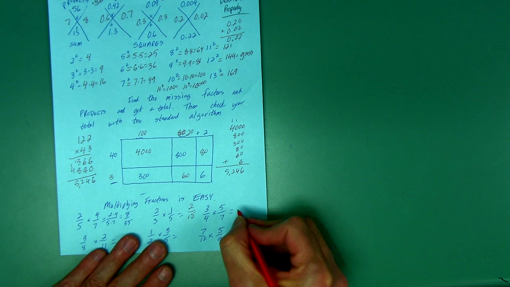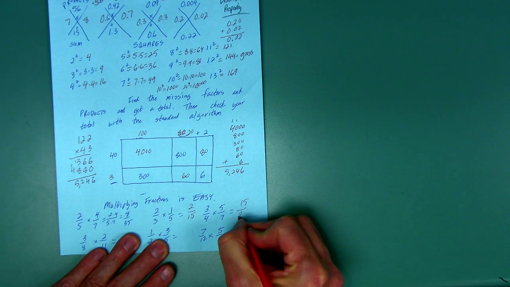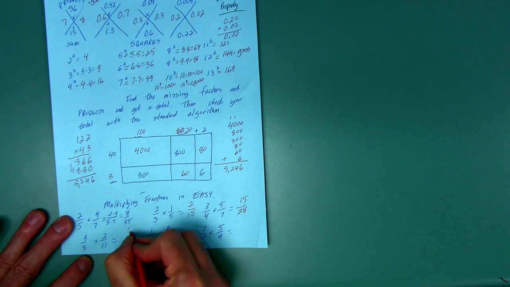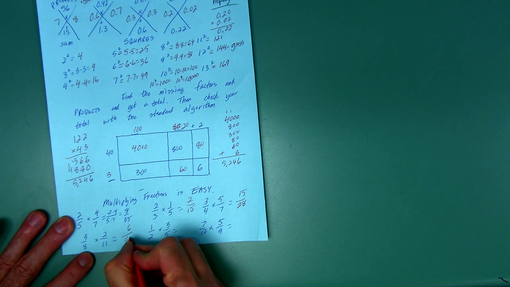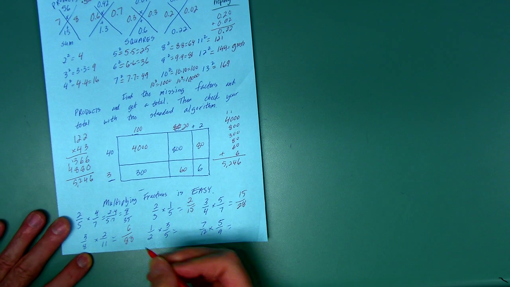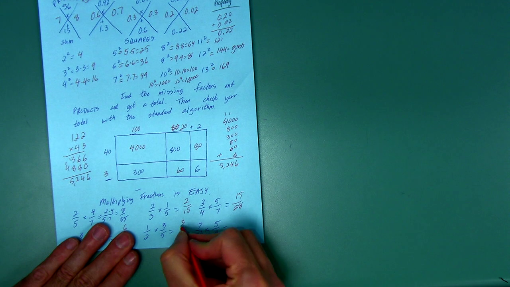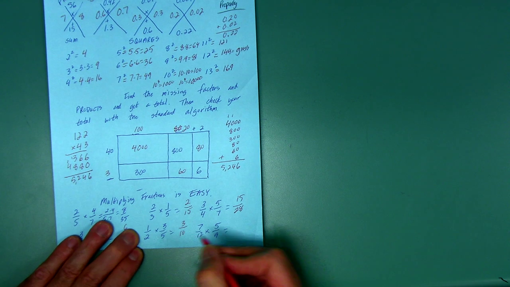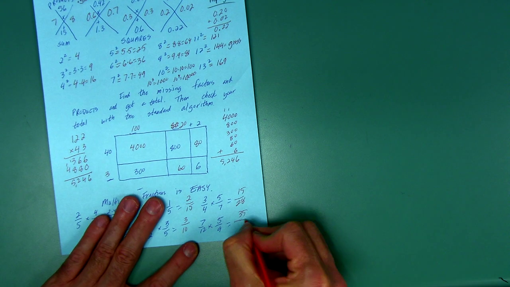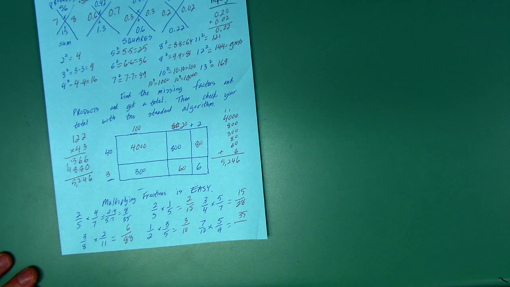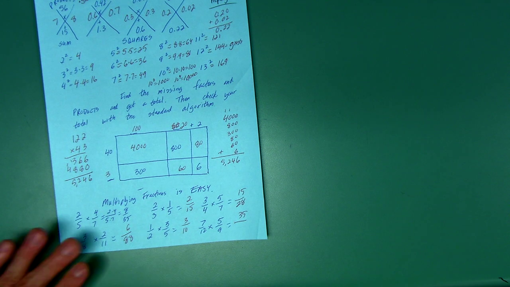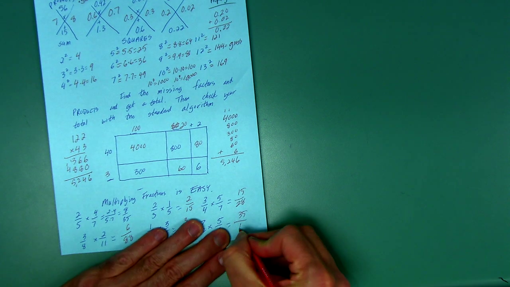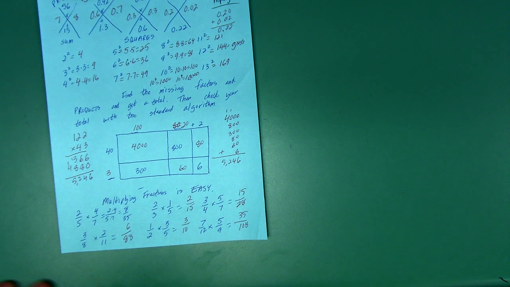All right, 3 times 5 is 15, 4 times 7 is 28, 3 times 2 is 6, 8 times 11 is 88. A couple of snowmen. Almost time for snowmen. 3 tenths and 35. 9 tens is 90. 9 twos is 18. 90 and 18, 108. All right.